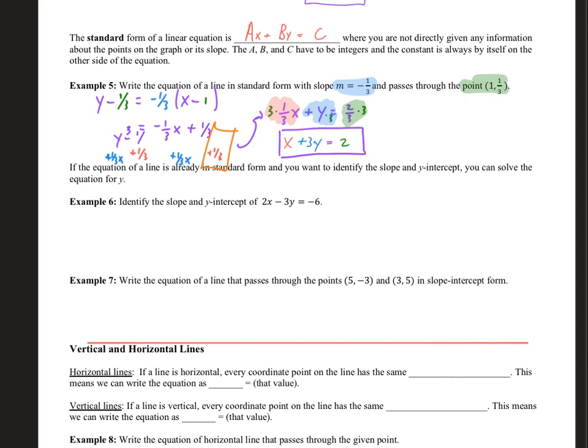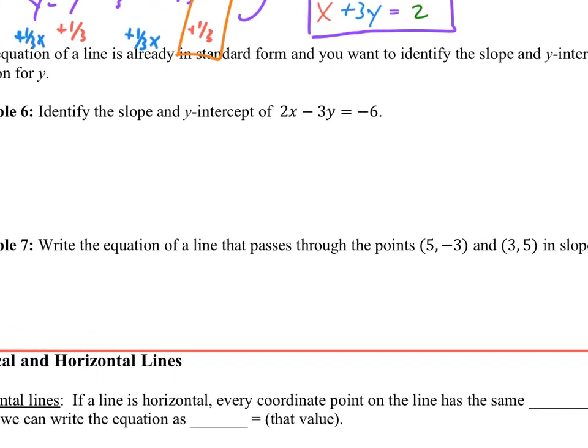So this next example is kind of going backwards, right? If we have the line in standard form already, and you want to graph it, you want to identify its slope and its y-intercept, just solve for y, right? Get y by itself. We talked about those literal equations where you're trying to isolate one variable. So it's that same idea: how do you get y by itself, right?